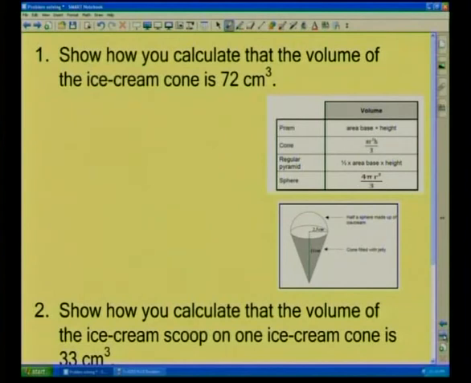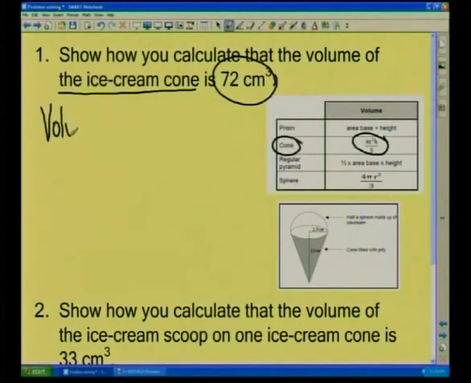Right, the first part of the question: show how you calculate the volume of the ice cream cone to be 72 centimeters cubed. So we're looking for the volume of the ice cream cone, so therefore we're going to be using this formula for the cone. So the volume of a cone is equal to pi r squared h over 3.